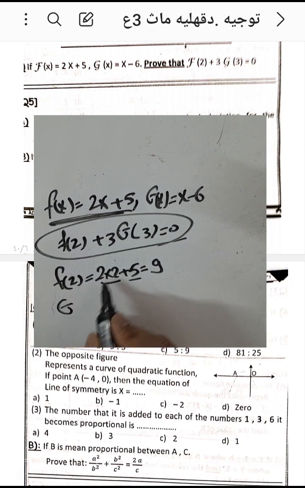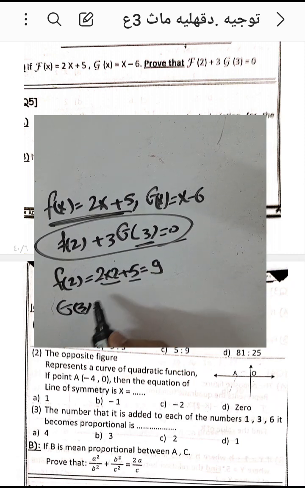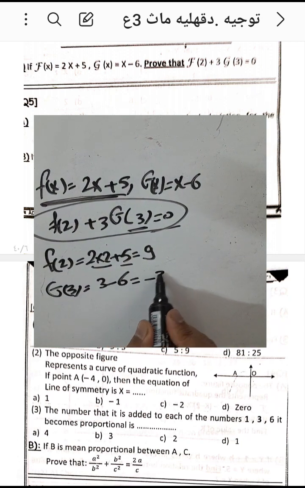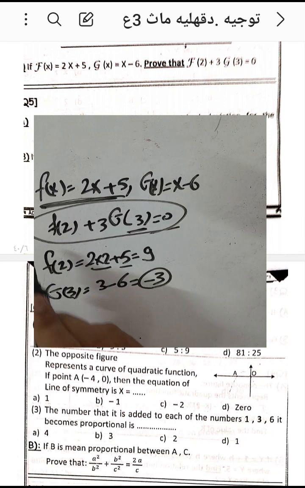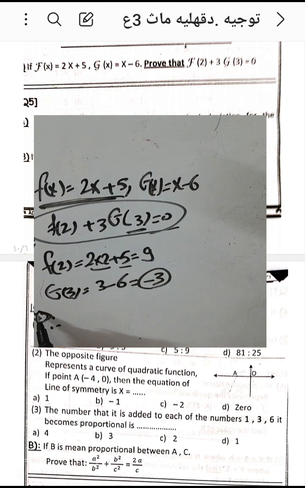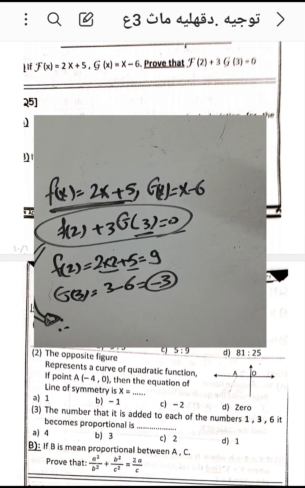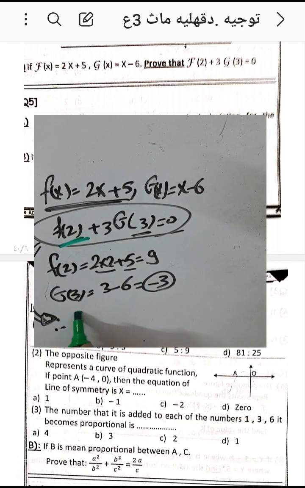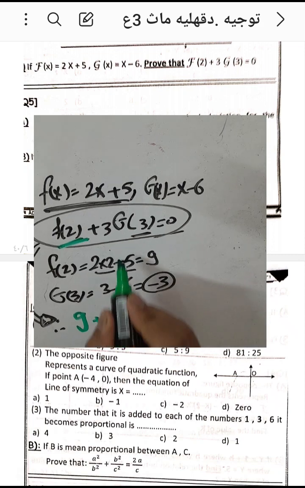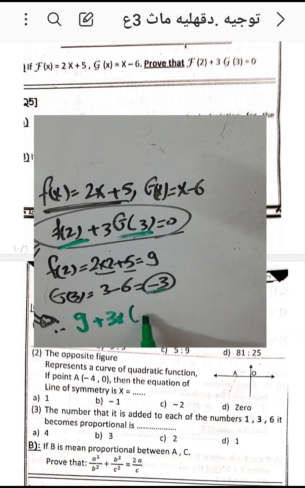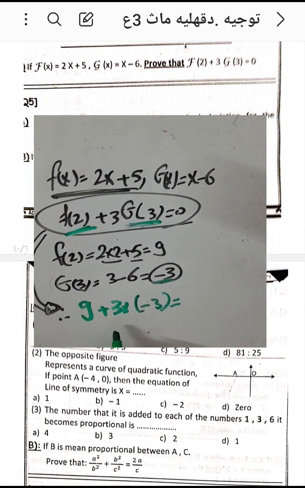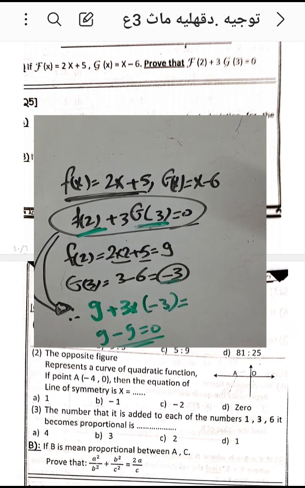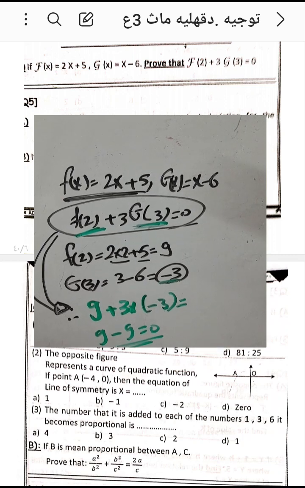And g of 3, put x equal 3 here in this expression, the result will be 3 minus 6, it will be negative 3. Then we can find the value of this expression. Put f of 2 here, it will be 9 plus 3 times g of 3 equal negative 3. Then the value will be 9 minus 9, it will be 0. The result here equals 0. Okay, we proved that the result equals 0.